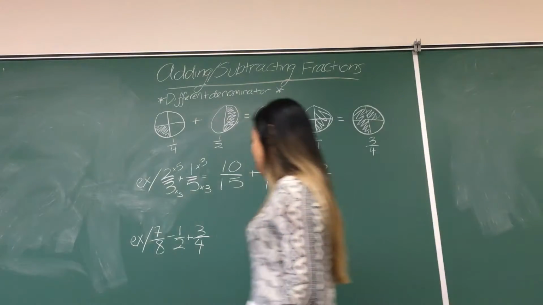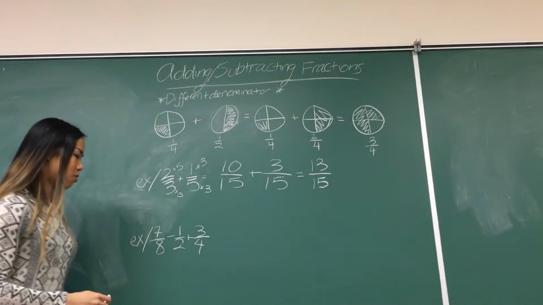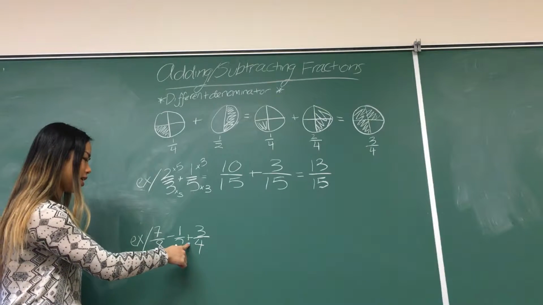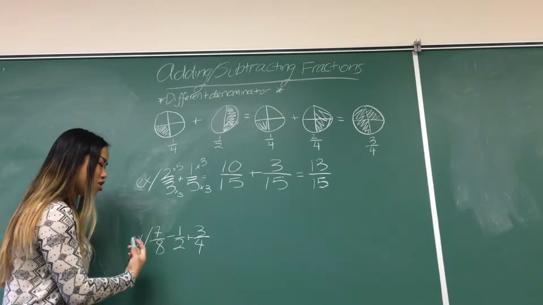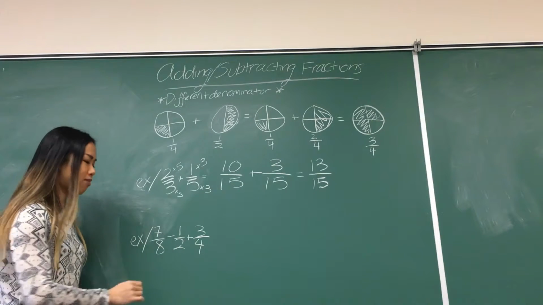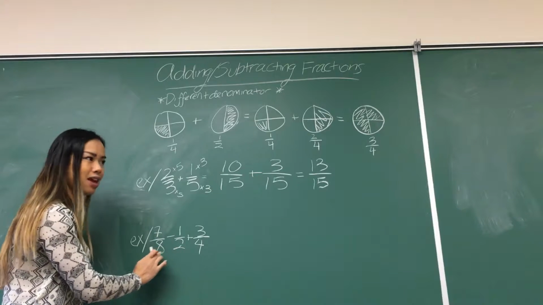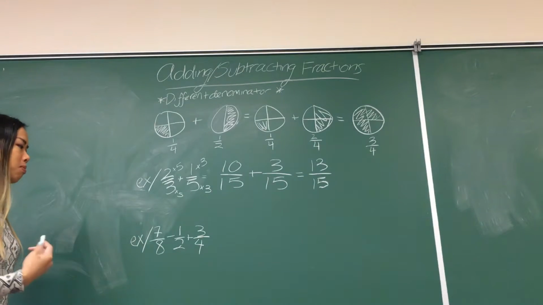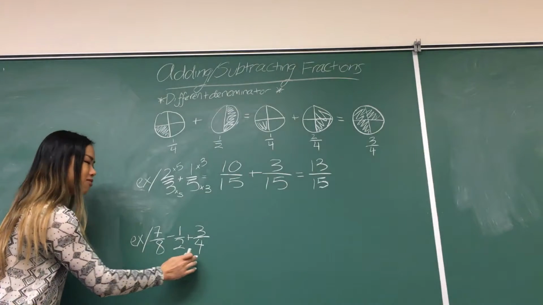Okay, let's do the next example. So we have more operations. We have minus and plus. Okay. Remember that we cannot do 8 minus 2 plus 4 for a bottom. We can't. We have to change it so we have the same denominator. Okay, so we have to think about the lowest common multiple between 8, 2, and 4.